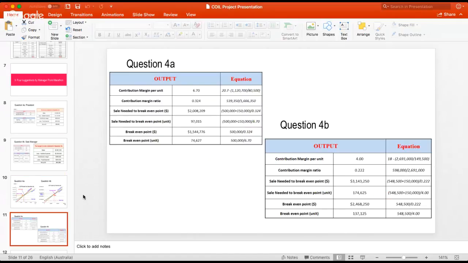Next slide, please. The contribution margin per ratio of scenario one is 2.324. The amount in scenario two is 0.222. What is this telling us here? This means every dollar the company sells in scenario one will contribute 0.104 cents more than scenario two in the profit. Next slide, please.